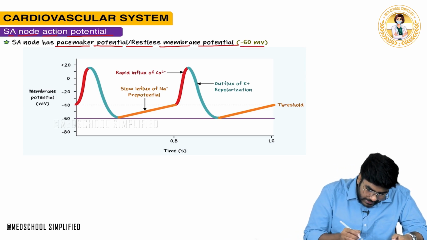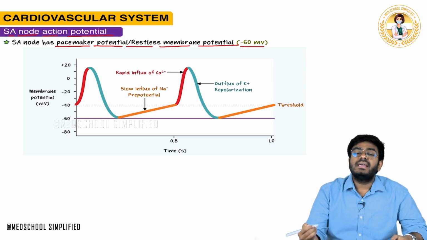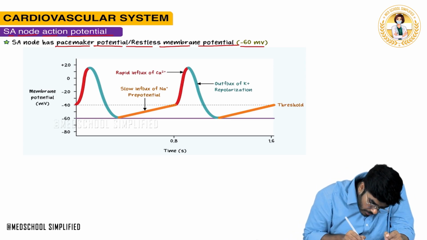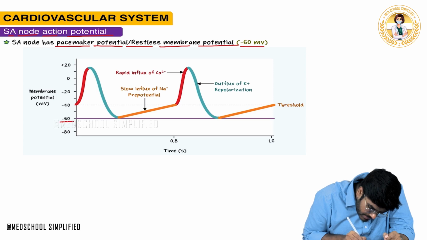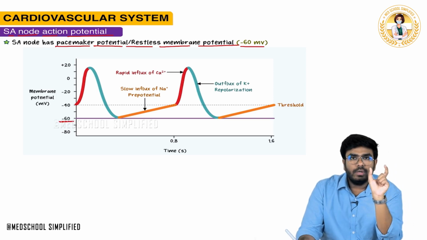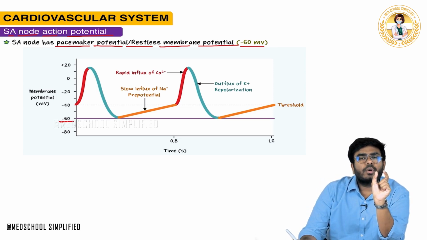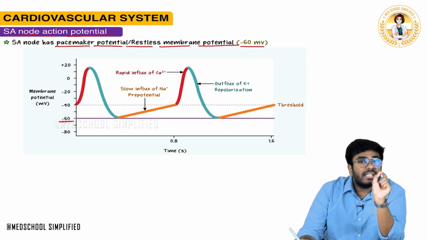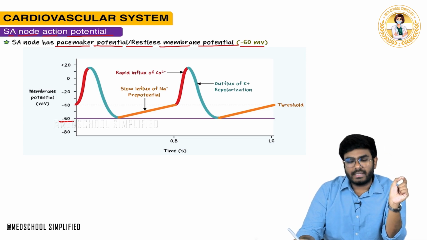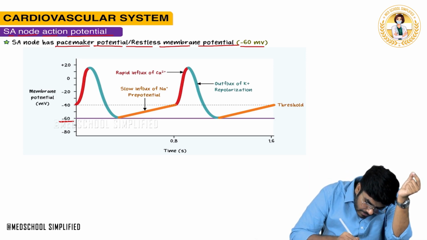Okay guys, please look at this graph. What I am showing you is the SA nodal action potential. Let's start from minus 60. That one particular cell has a membrane potential of minus 60, but it is not constant. See what is happening? This potential is moving towards the positive side. Am I right or not?